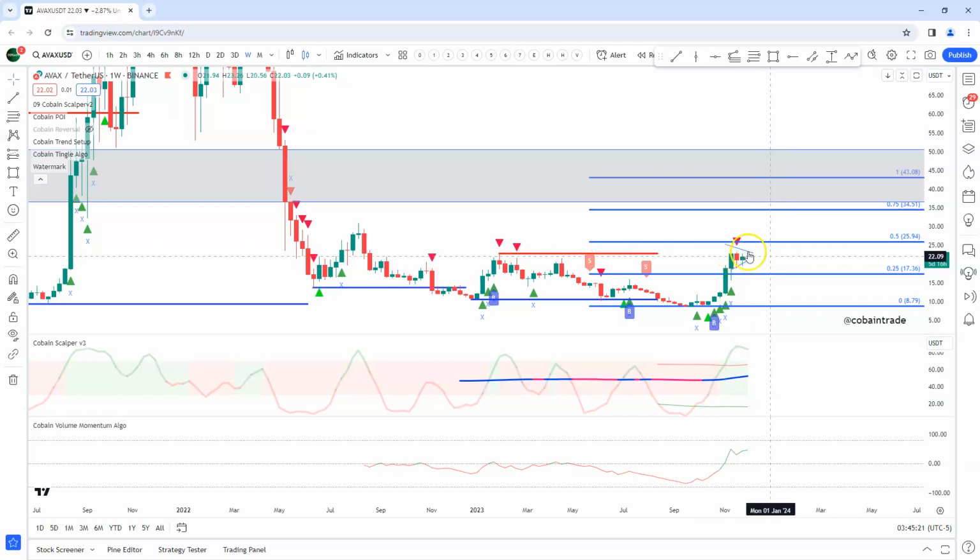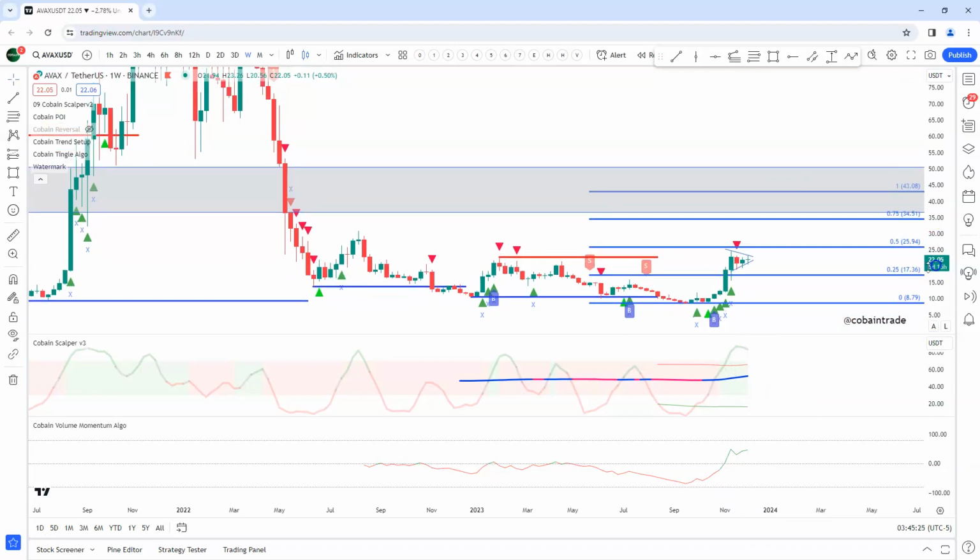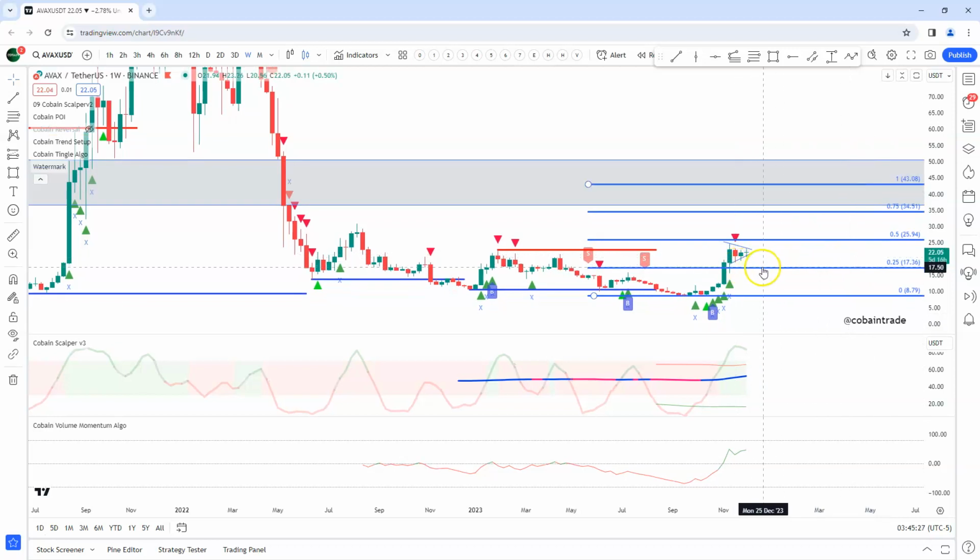This flag here, triangle, could break down then up, so we've got to be mindful of that. But as long as we don't lose the $17, if we do that, then we're heading back down to areas that we don't want to. So we could see price come down, touch the 0.25, $17, and then reverse back up. If price is particularly strong, it could just go straight up.